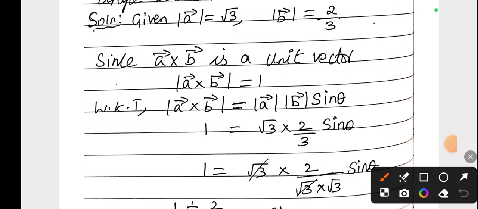A vector cross b vector is a unit vector. Magnitude of a cross b equals 1. Okay. Go for the magnitude of a cross b formula, please.